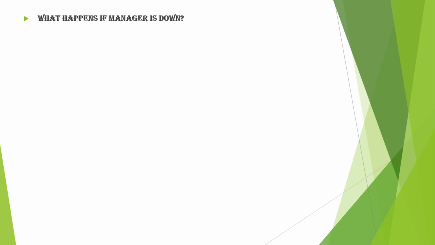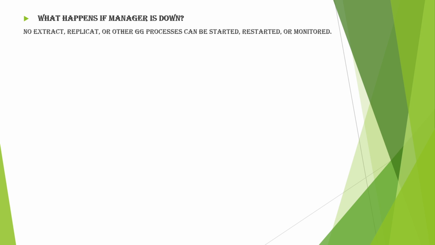Okay, what happens if the manager is down? No extract, replicat or other GoldenGate process can start, restart or be monitored, because it is a mandatory background process. If the manager is not available, no resource will work. As an example, same here: if the manager process does not run, nothing will work. Okay, so we'll go with the next question.